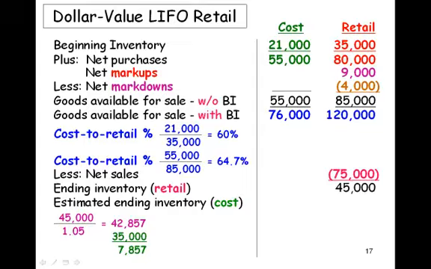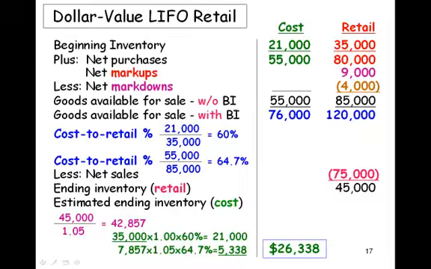The next step is to compute the new retail layer of $7,857 that has been created in the current year. The new layer of $7,857 must be inflated back and then converted to cost using the 64.7% cost to retail percent. The beginning layer remains the same. Adding both layers of cost together, we compute the ending inventory of $26,338.